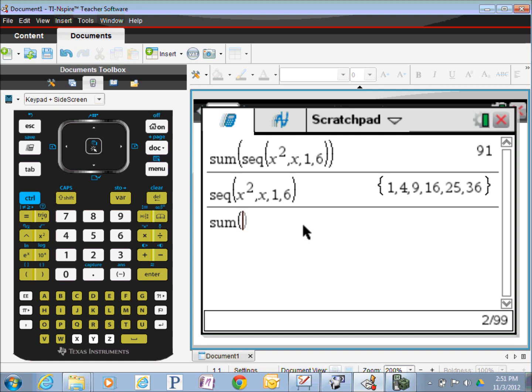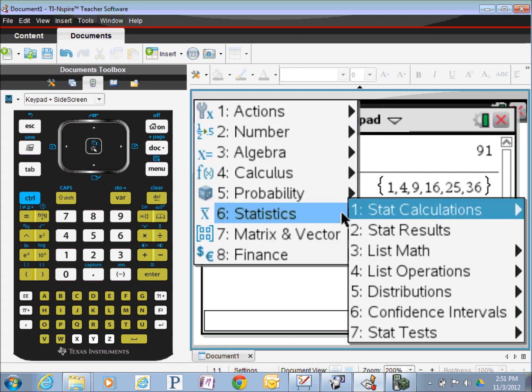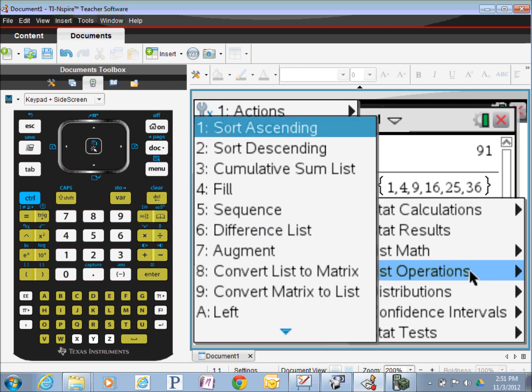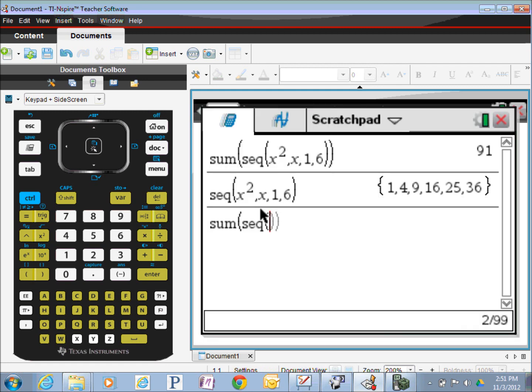And then I want to repeat this thing: menu, statistics, list operations this time. And this time I want, whoops, did we not go into the right one? Sequence. I'm doing the sum of the sequence. Then I want to find the expression.